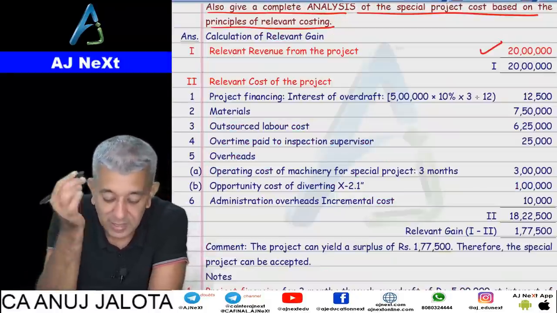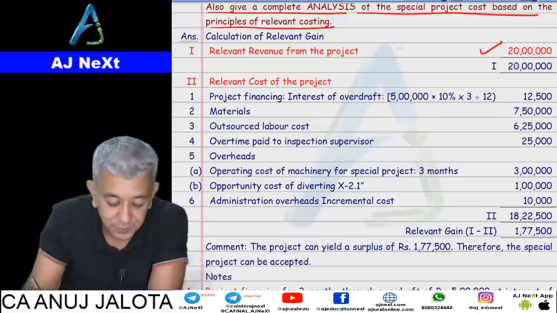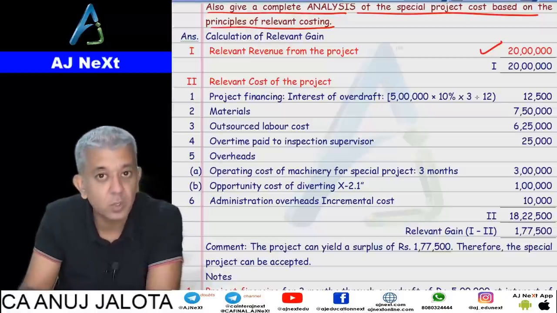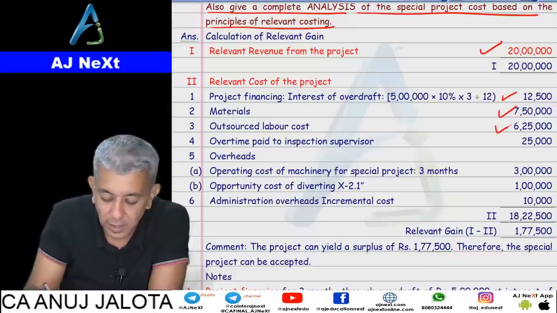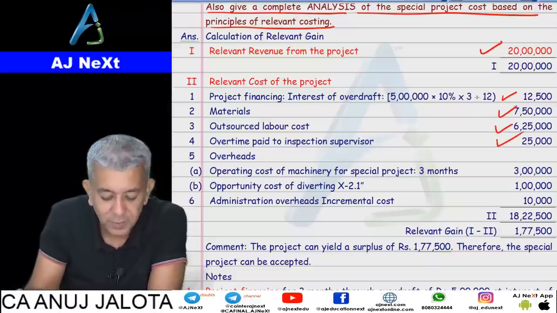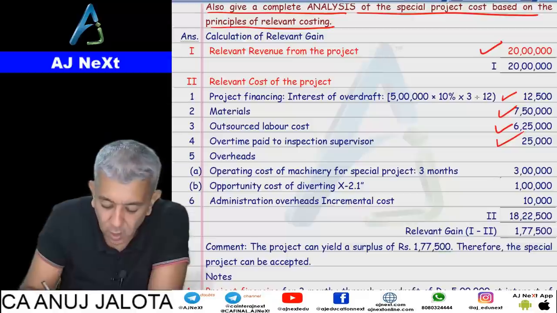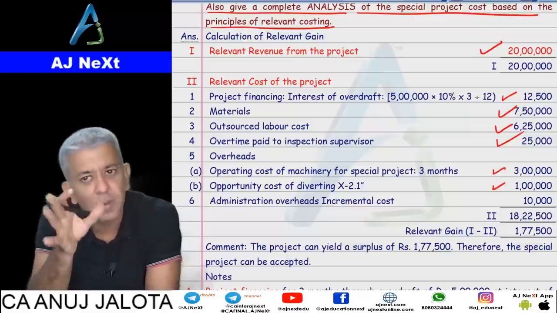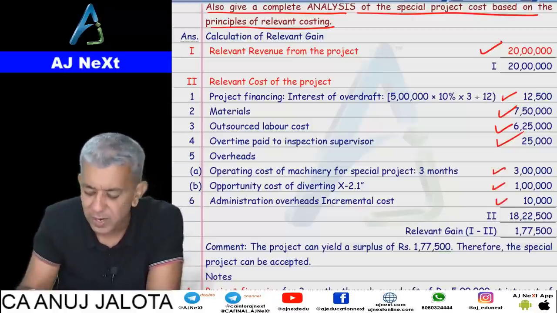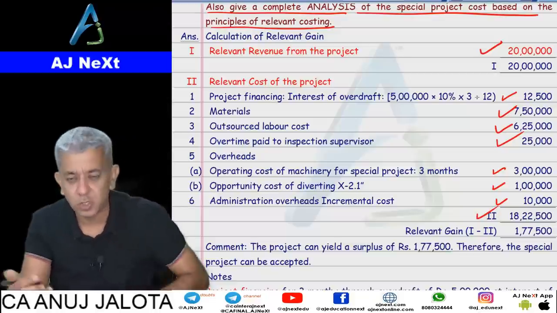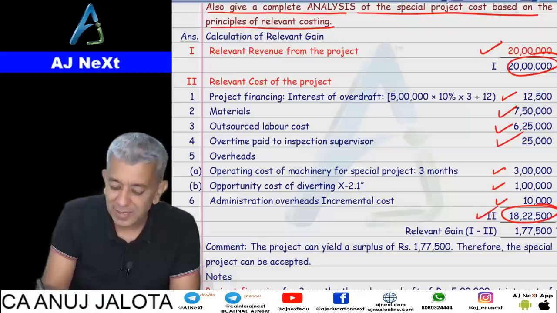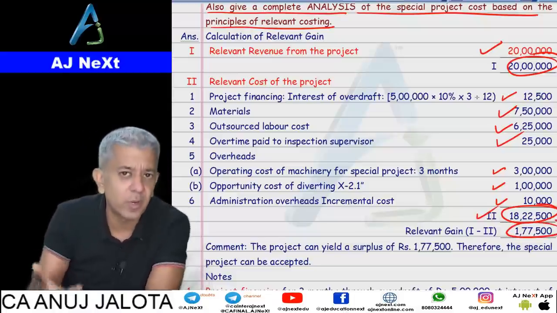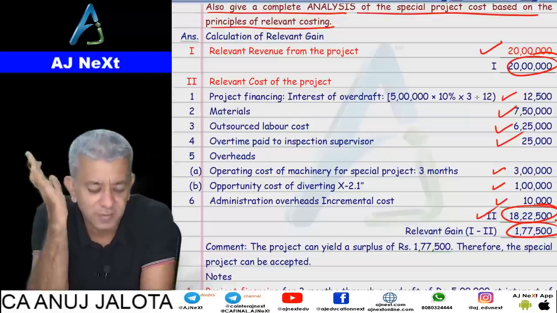I guess exactly the same thing would have done over here. Project financing interest cost, exactly the same thing that I told. Materials, then labor cost also I have told. Overtime paid to the inspector staff. Now overheads I have given separately. You can merge them also. And this will be your admin cost. So this will be your relevant cost. This is your relevant revenue. This is your relevant cost. Subtract it. So this will be the relevant gain. So in case you want to be doing this, then there'll be a gain of 177,500.